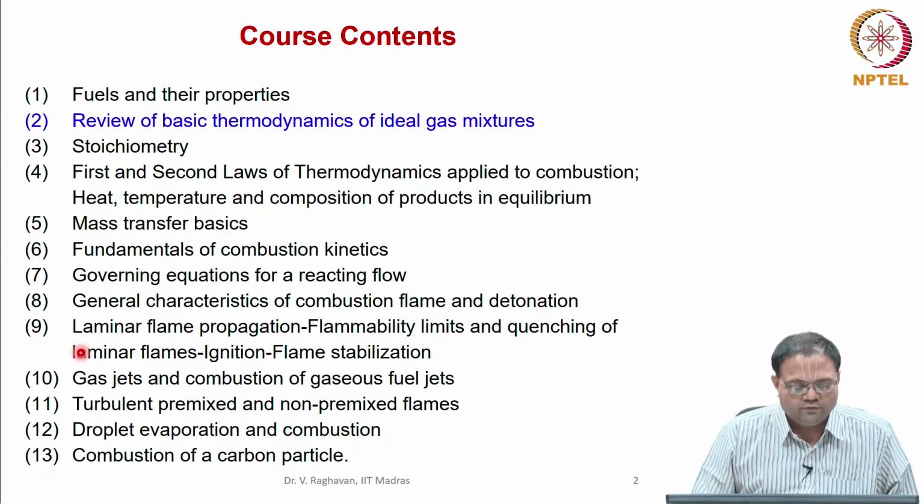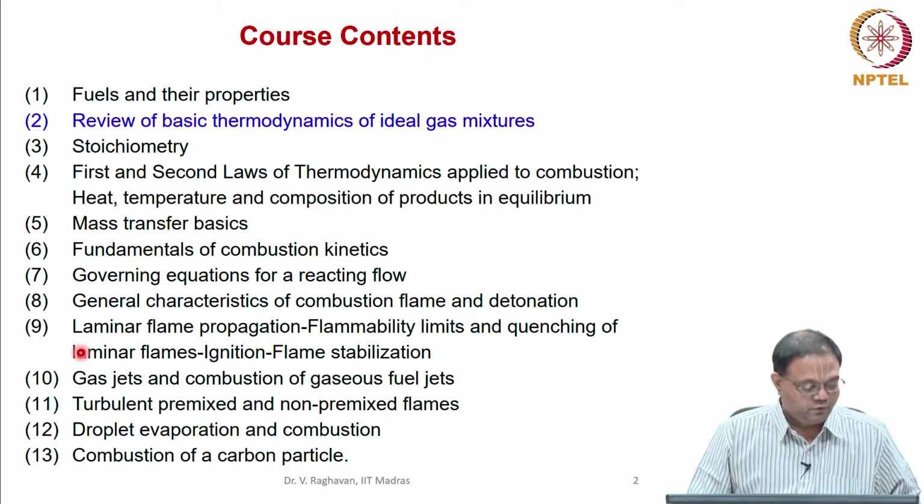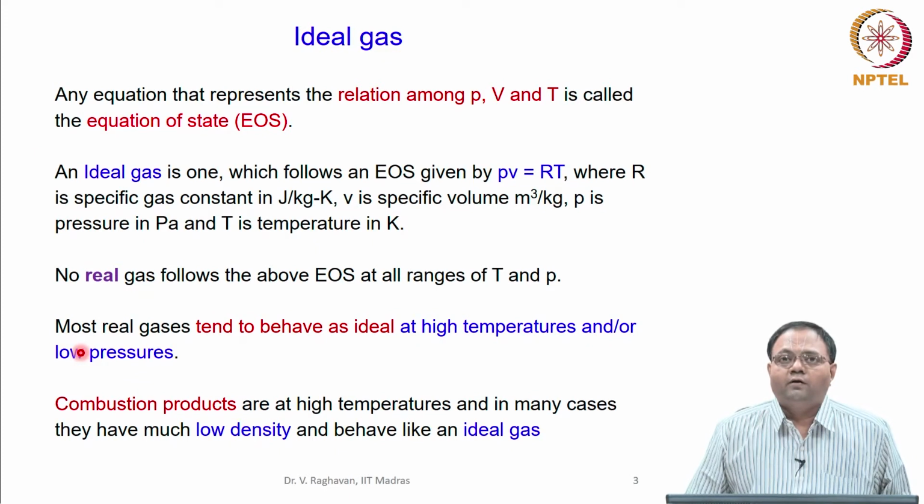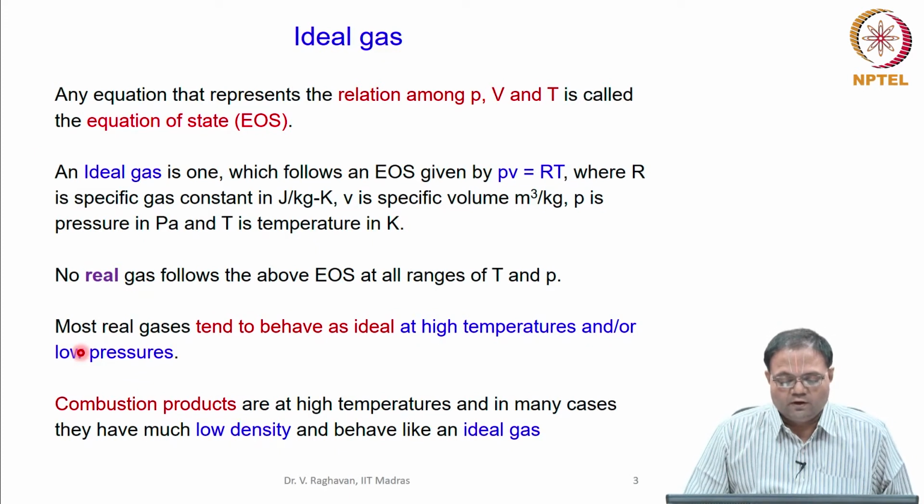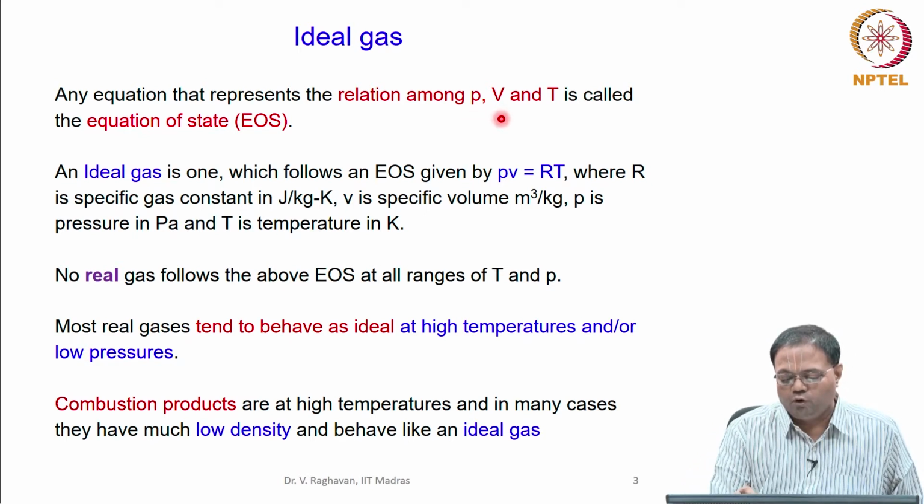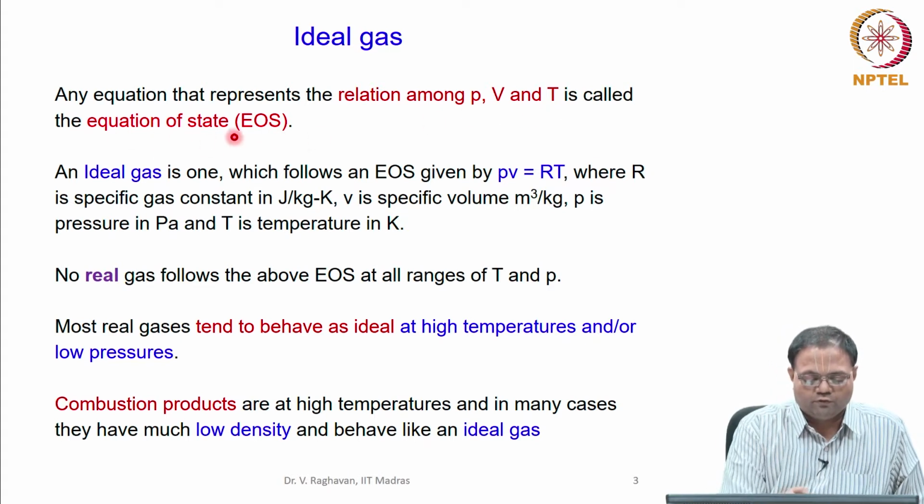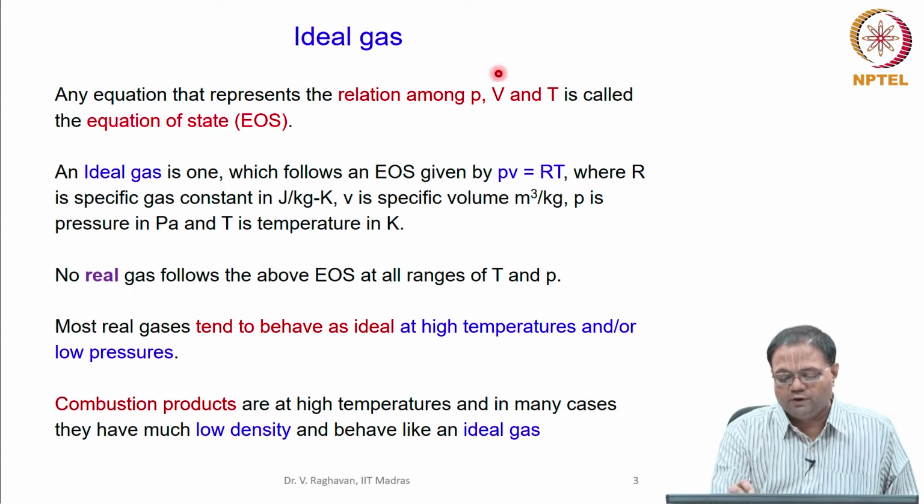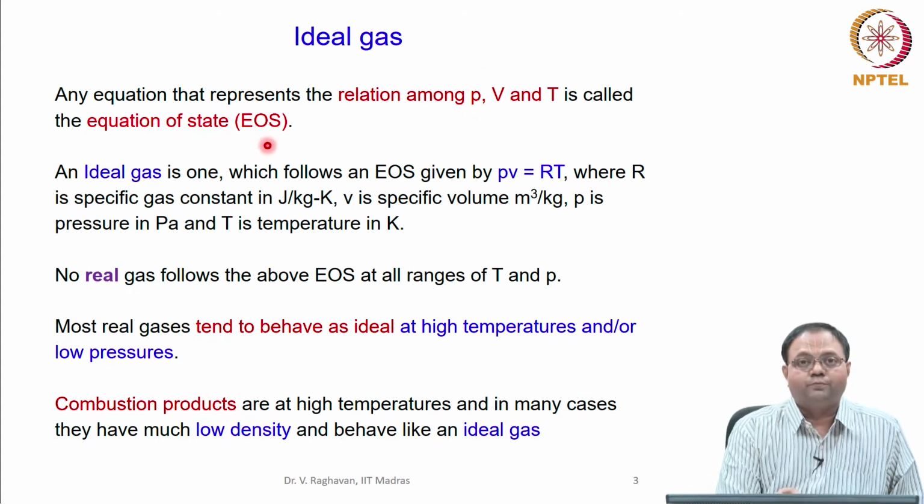Let us move on to the second topic, review of basic thermodynamics of ideal gas mixtures. Now, a definition of ideal gas basically comes like this. The fundamental properties are pressure, volume and temperature. They are related by what is called the equation of state. So any equation which relates these three properties, we call it an equation of state.